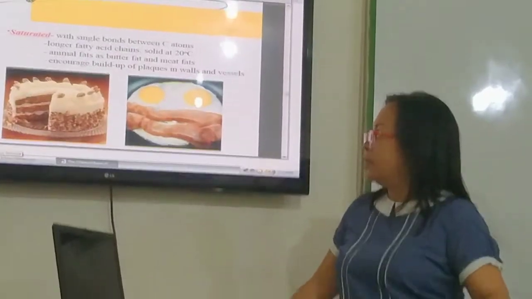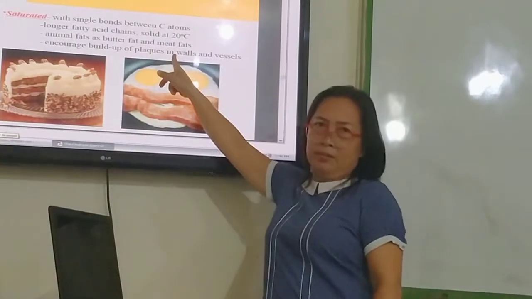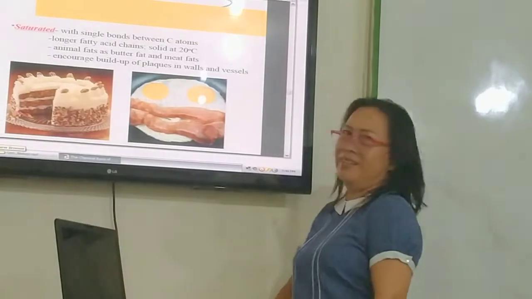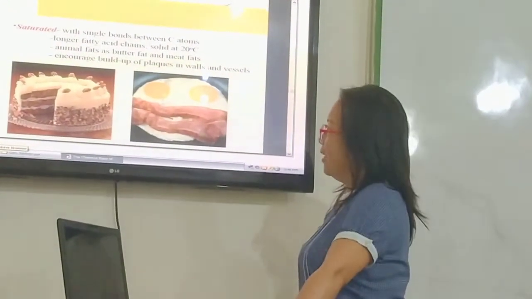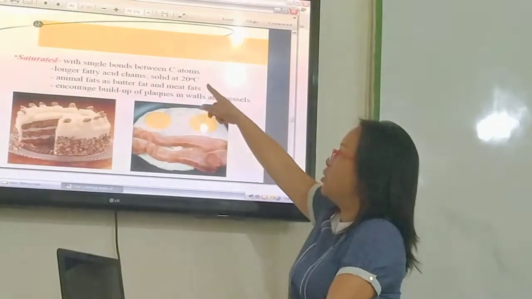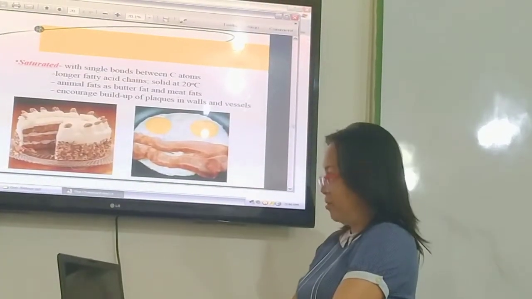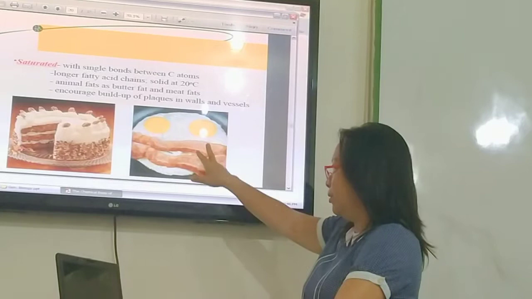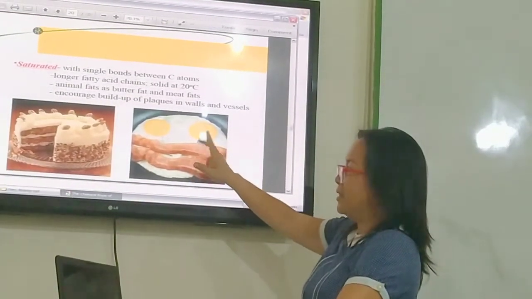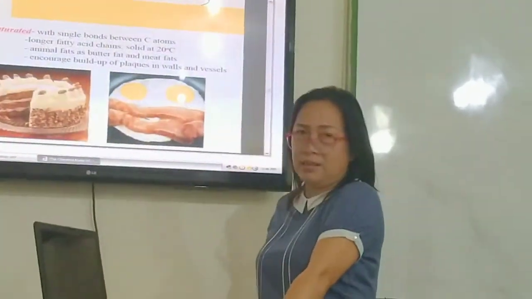Now, this one may also cause clogging or plaques in walls and vessels. That's why it's not good to eat more of this food. So that causes clogging, encourages build-up of plaques in walls and vessels because this is solid at room temperature. Okay? So you long for that food. But remember, this encourages build-up of plaques in the walls and vessels.